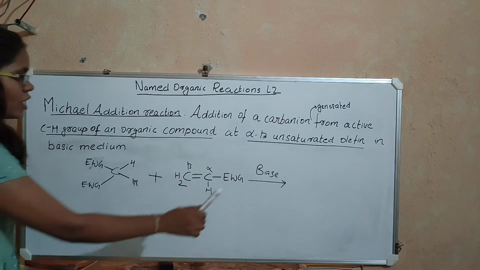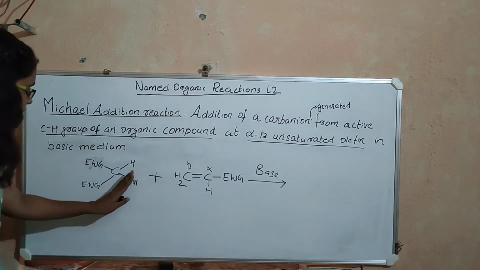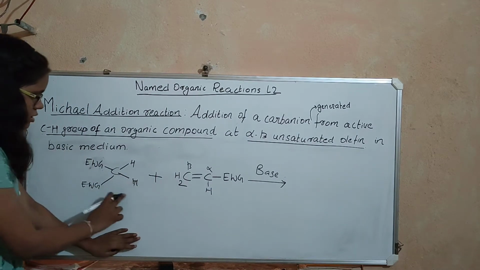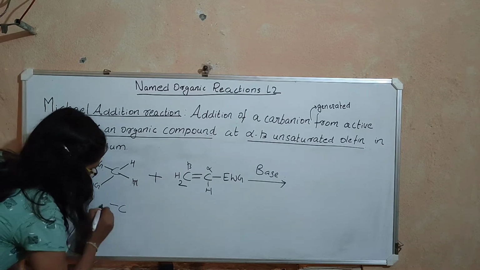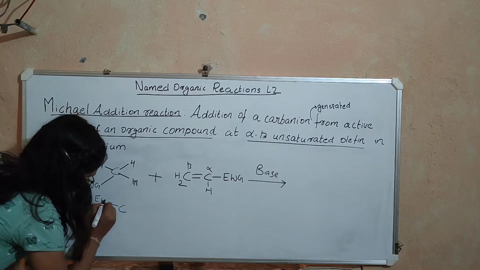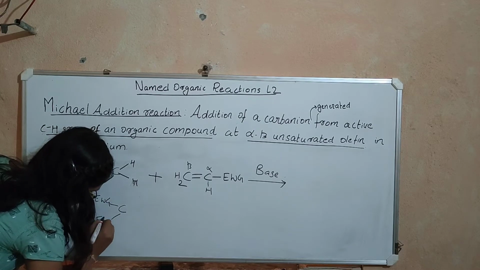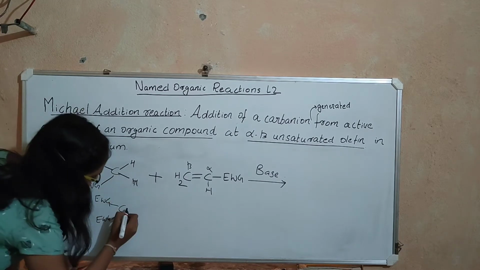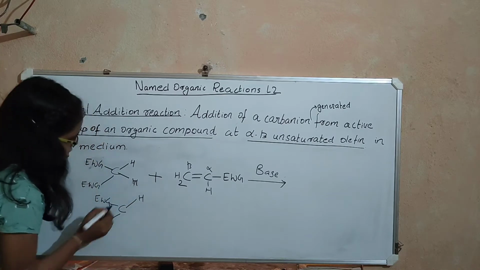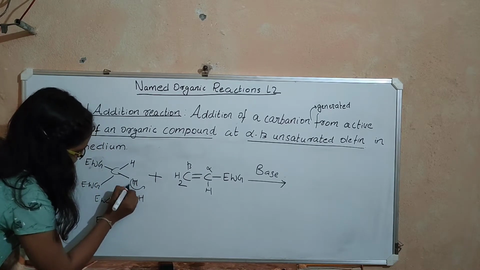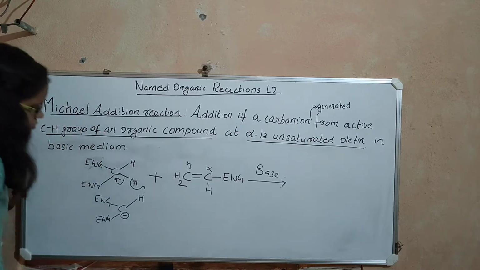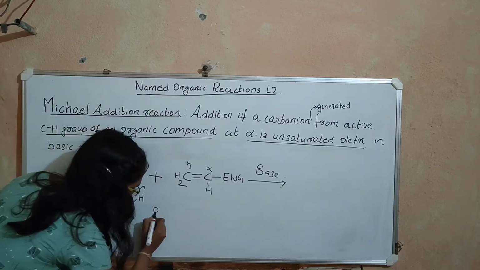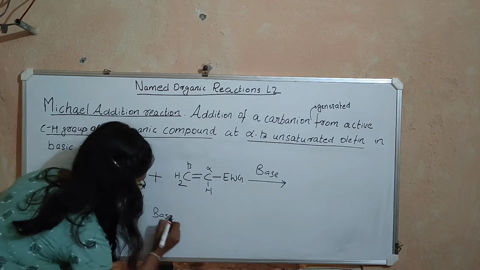What this base does is abstract the proton from this compound and generate a carbanion. So what you get is this, EWG, and you will have one hydrogen on it. Since this hydrogen has left as H plus, this carbon will get a negative charge, and the base will be with this H plus.